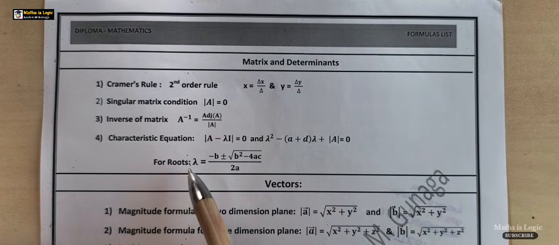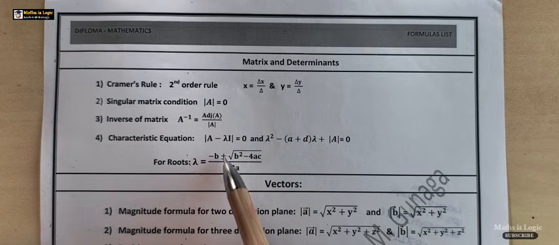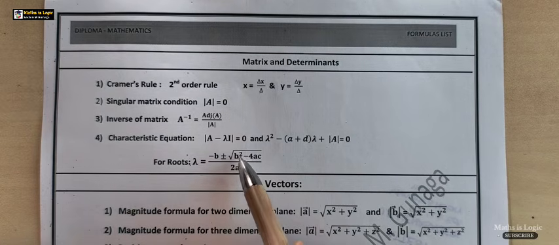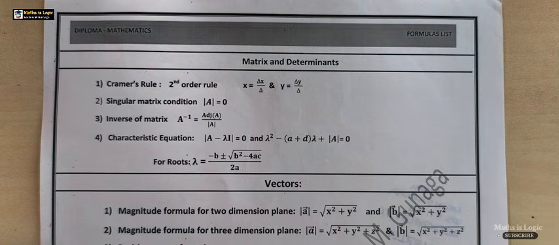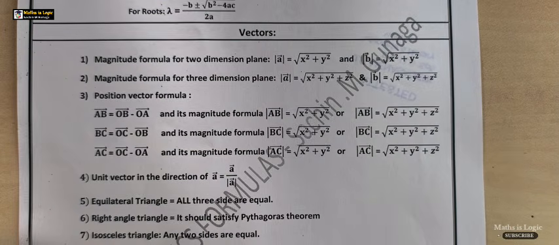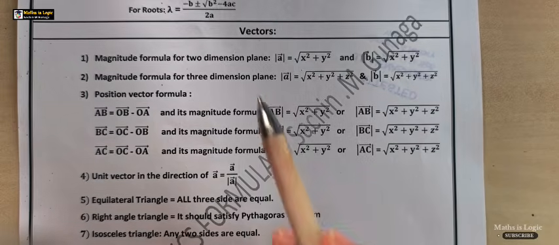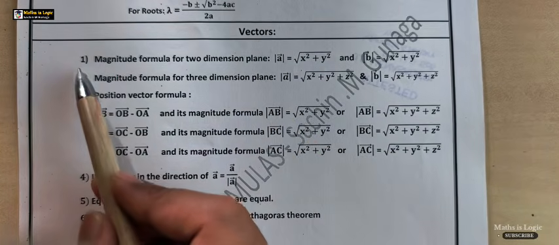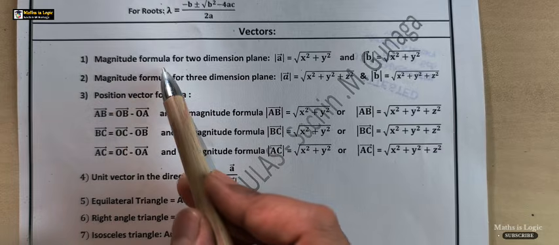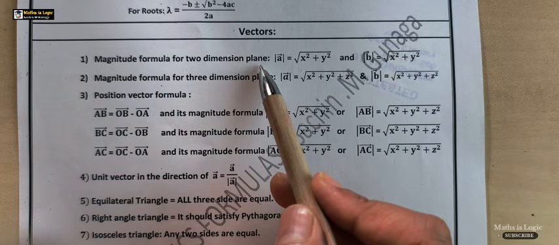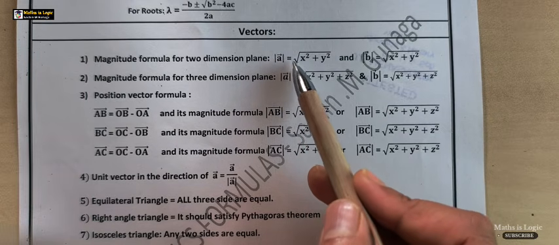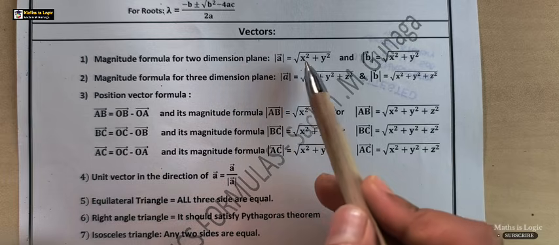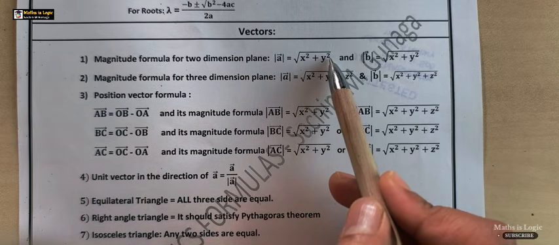Next, to find out the roots, remember the formula minus b plus or minus square root of b square minus 4ac, divided by 2a. So in the first unit, these are the 4 formulas we need to remember. Next, second unit, vectors. First formula is the magnitude formula for 2-dimension plane. This is the symbol for the magnitude, mod of a vector. The formula for 2-dimension plane is square root of x square plus y square.